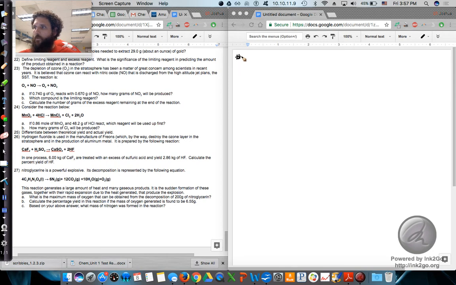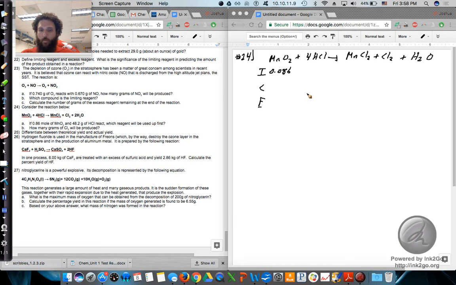This is number 24. MnO2. There's my ICE table. Need moles. Always need moles with these, so we have the two reactants. The manganese dioxide's already in moles, 0.086. And the hydrochloric acid, I'm just going to do that in the calculator, 48.2 divided by 36. So 1.34.